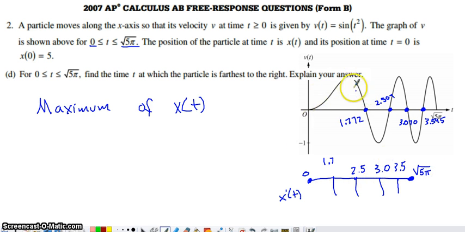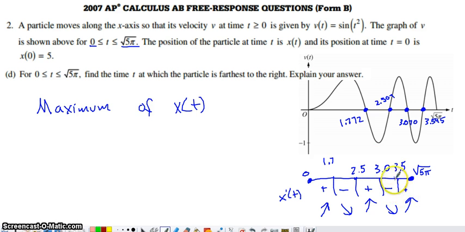The velocity is positive on that interval. The velocity is negative here. The velocity is positive between these 2 values. The velocity is back to negative between 3.0 and 3.5, and then the velocity is back to positive for the remainder of the interval. We can eliminate a lot of our candidates because an absolute maximum cannot occur at a local minimum. Our position is increasing, decreasing, increasing, decreasing, and then increasing.